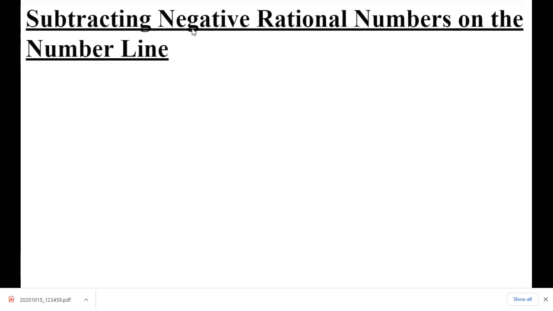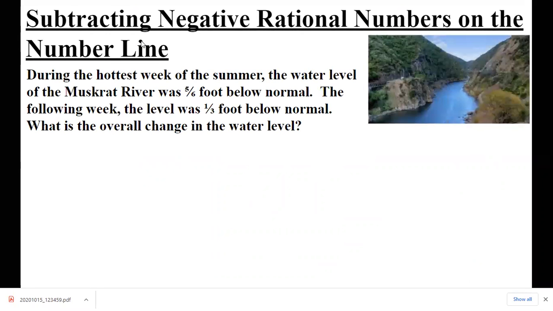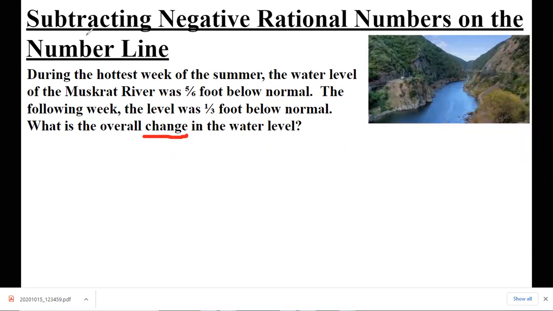Welcome back. Let's continue. Now we're going to subtract negative rational numbers on the number line. We've only been subtracting positive rational numbers. Now let's subtract negatives. During the hottest week of the summer, the water level of the Muskrat River was 5/6 foot below normal. The following week, the level was 1/3 foot below normal. What is the overall change in the water level?